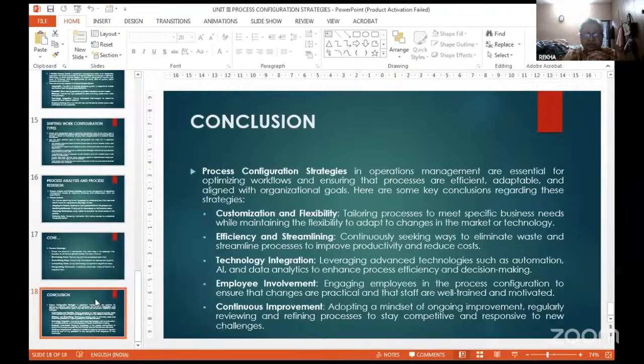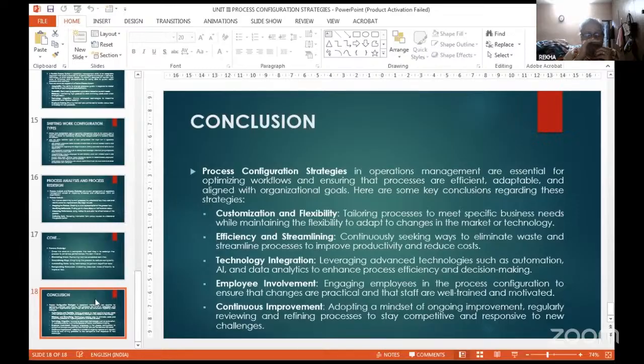Technology integration, leveraging advanced technologies such as automation, AI, and data analytics to enhance process efficiency and decision making. Using technology so that the work you are doing becomes easier and more acceptable to your consumers. Employee involvement, engaging employees in the process configuration to ensure that changes are practical and that staff are well trained and motivated. So they should feel part of the organization and work as if they are working for their own well being.